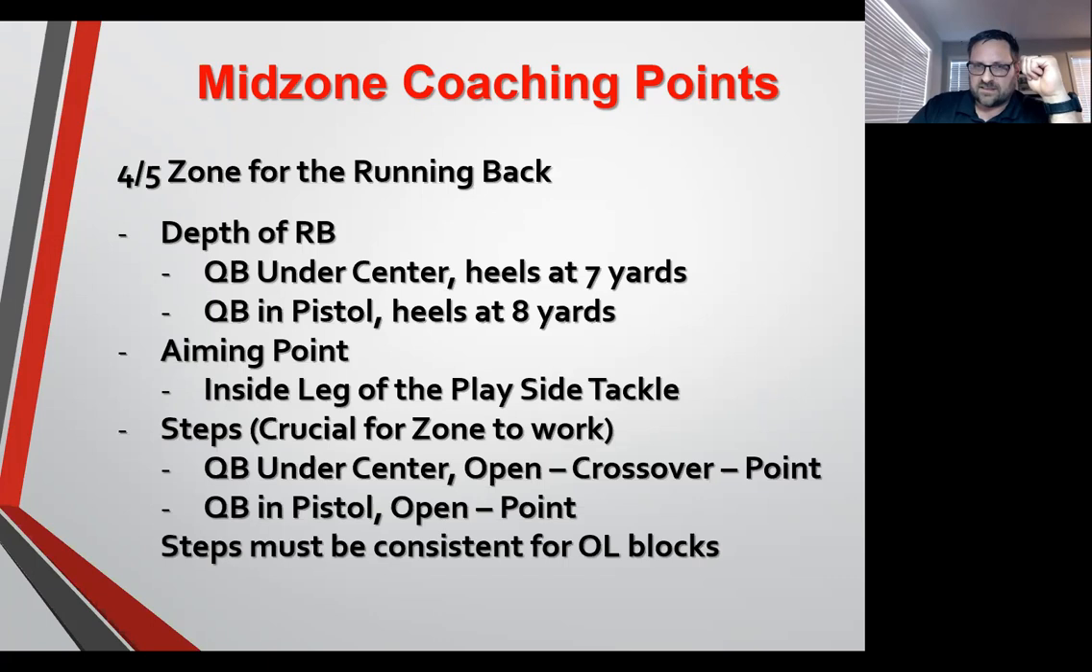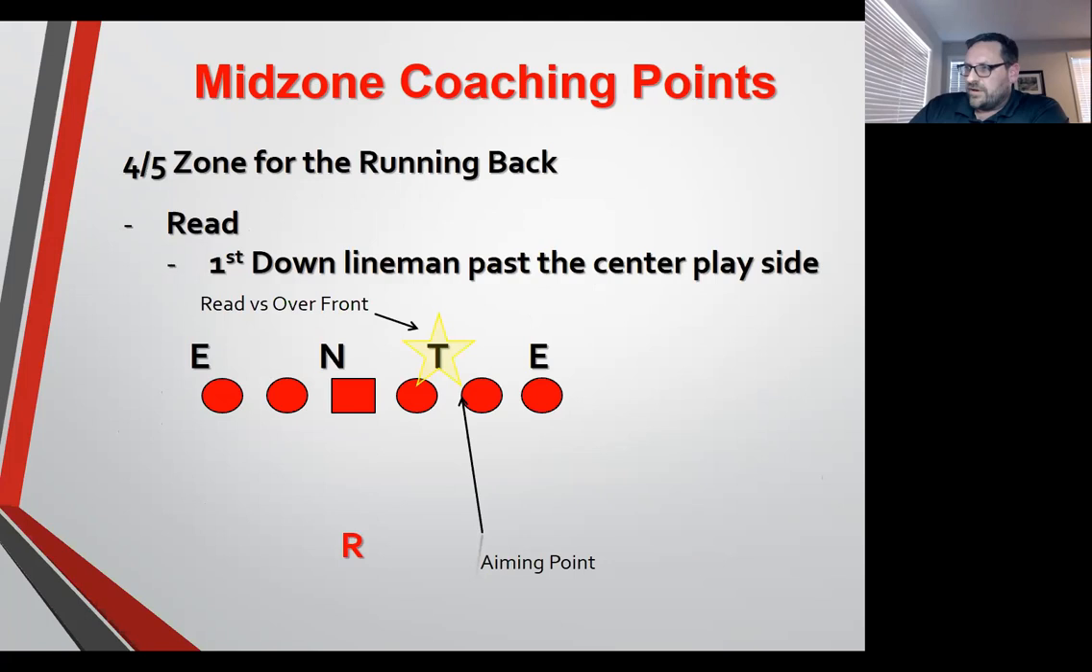Okay. So for the read, all right. So you've got your aiming point and your read, and they are two different things. Okay. So your aiming point is the inside leg of your play side tackle. Your read is your first down lineman past the center play side. Okay. So I used to teach it where we would start our read from the first guy. And then, so if the tackle right in this picture right here played out to the offensive tackle and to the tight end, if he started playing out, then I would get his eyes to the nose.